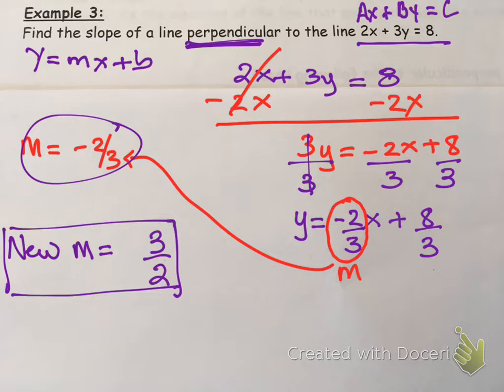So lines that are perpendicular to each other have slopes that are the negative reciprocal of each other. So notice the slope here was negative and the slope here is positive. This slope here is 2/3 and the slope here gets flipped and becomes 3/2. And that's what it means to be the negative reciprocal of each other.